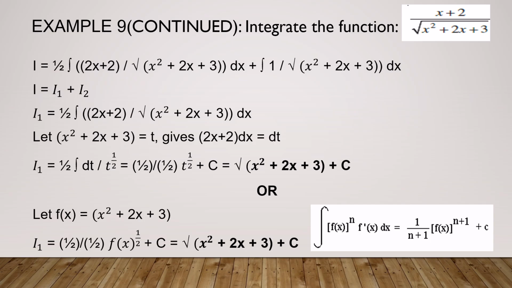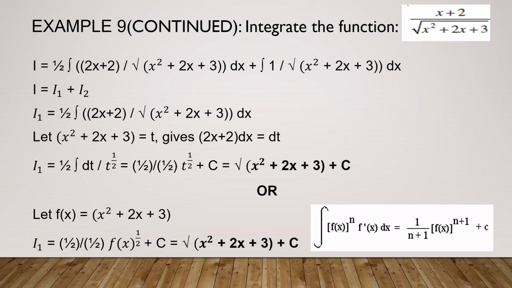So here your integral is, half was already there outside, integral of dt upon t raised to half, that is t raised to minus half. The integral of t raised to minus half is t raised to minus half plus 1 upon minus half plus 1. So it is half upon half, t raised to half plus c, which is root of x square plus 2x plus 3. This is the integral of the first part.